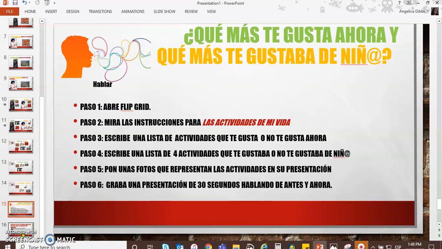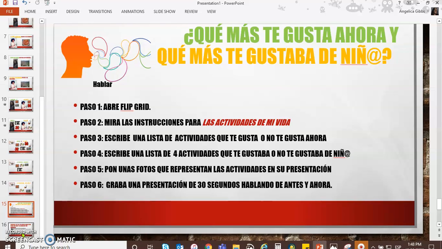So paso número uno, we're going to have them open Flipgrid. Paso número dos, look at the instructions for the activity called Mi Vida. Las actividades de mi vida is what I would entitle it, but feel free to entitle it something else.